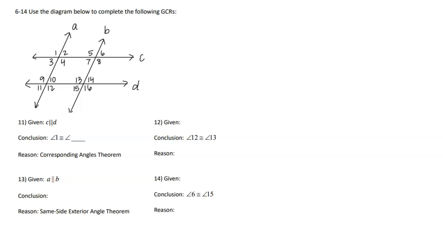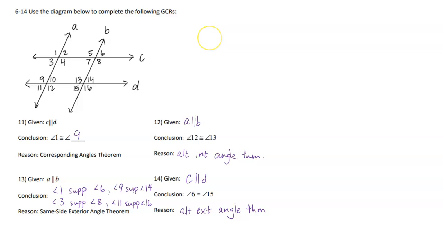Try these last 4 before you check your answers. All of the ones from 11 through 13 are given something about the lines being parallel, and the conclusion is about the angles. So none of these are converse theorems. And again, really highlight where your transversal is.